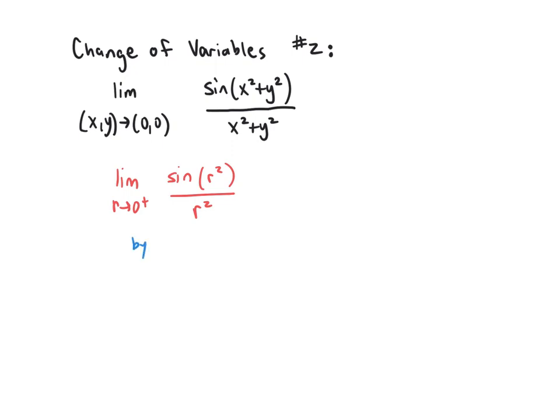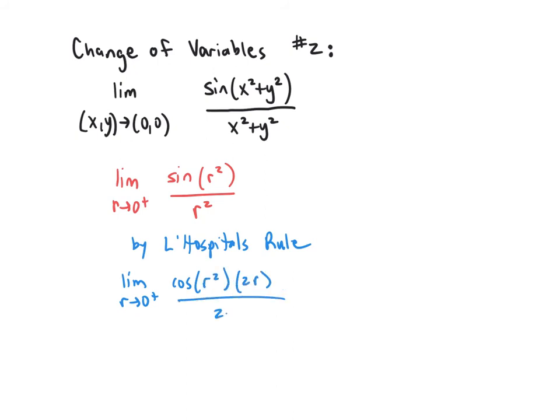We're down to one variable. We can do this now. So by L'Hopital's rule, we have the limit as r goes to 0 from the right side of cosine of r squared times 2r, because of the chain rule, divided by 2r. We can obviously cancel the 2r. So we have the limit as r goes to 0 from the right of cosine of r squared, and cosine of 0 is going to be 1.